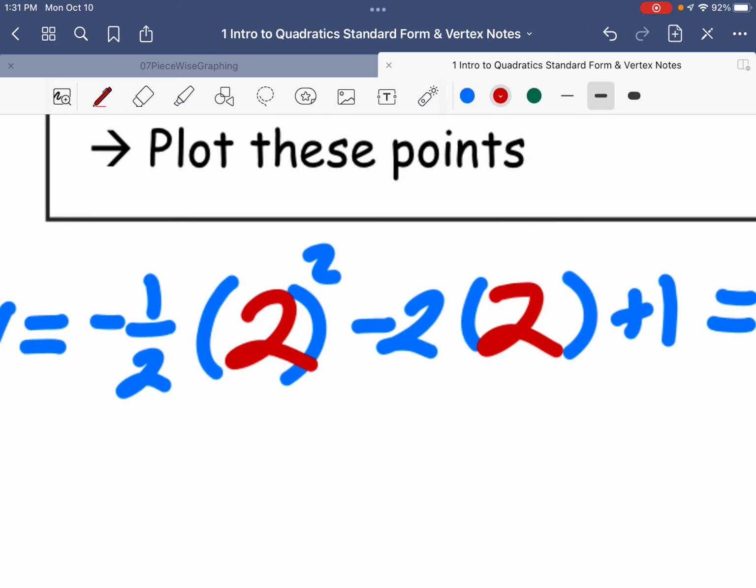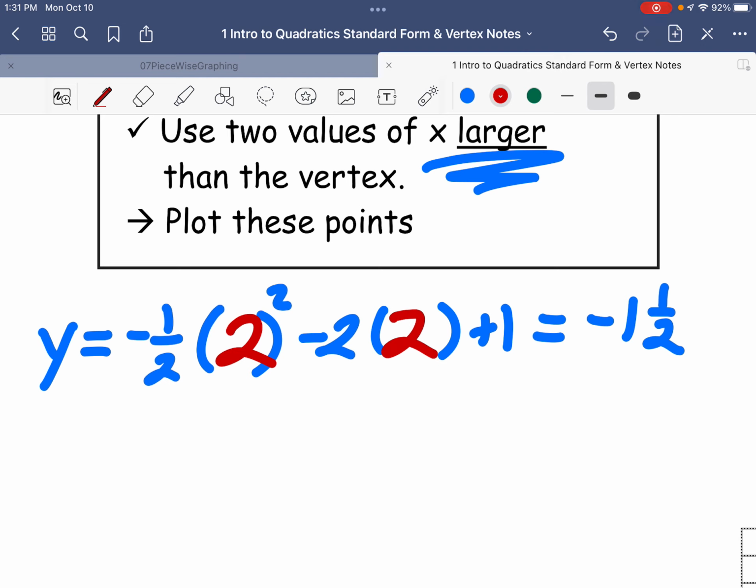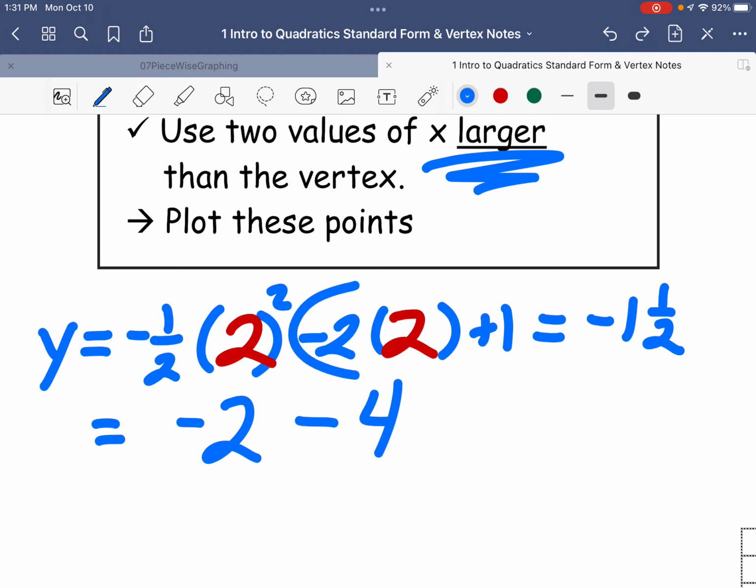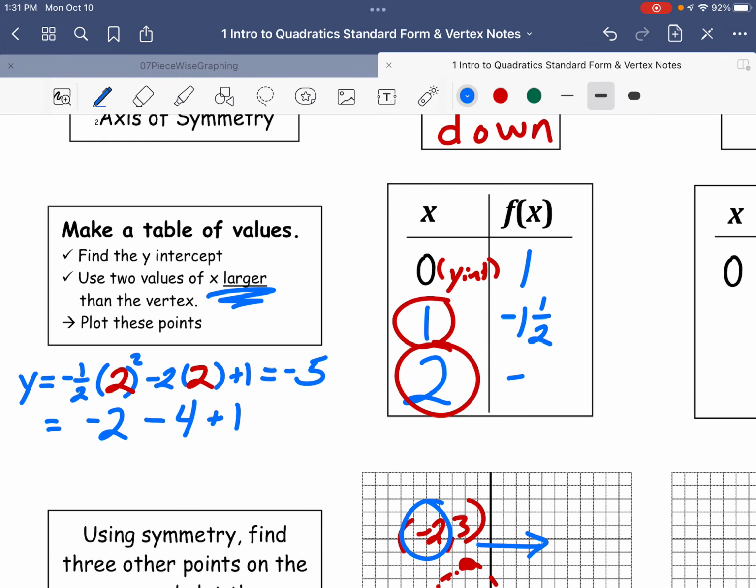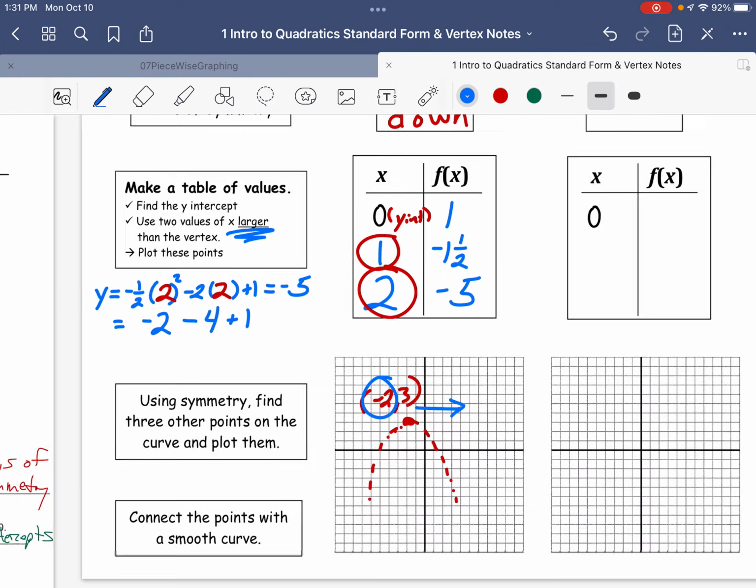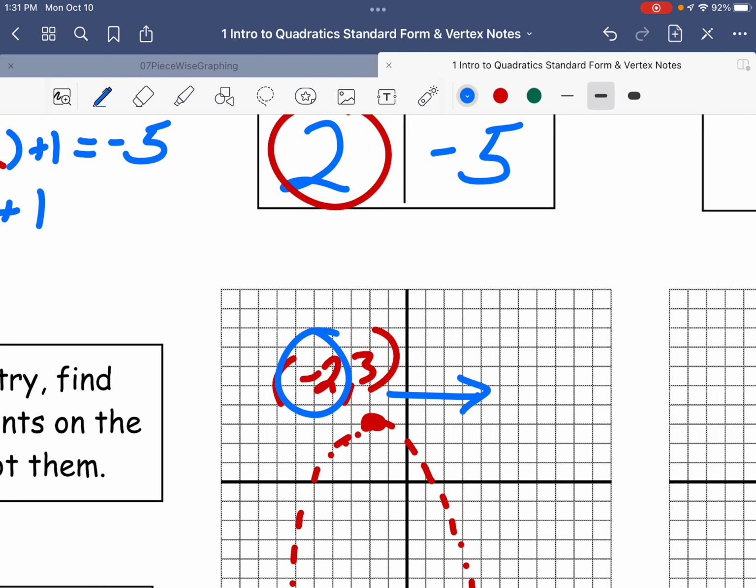And again, if I do that, I want to very carefully do the order of operations. I know some of you are just putting this in your calculator, but if you square the number 2, you get 4, times negative 1/2 is negative 2. 2 times negative 2 is just negative 4. And then finally, plus 1, this one's going to come out to be negative 5. And so when you plug in 2, you get negative 5.